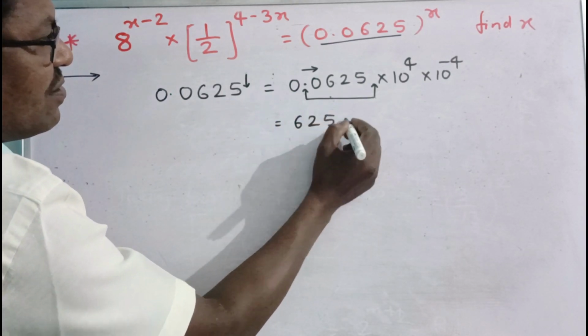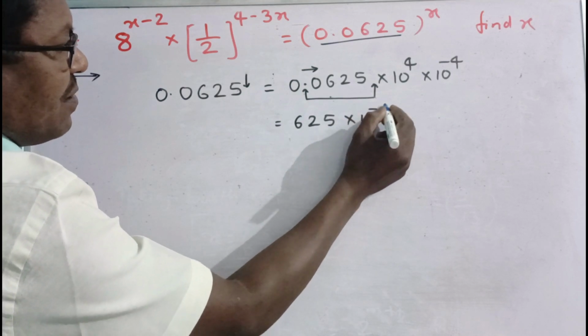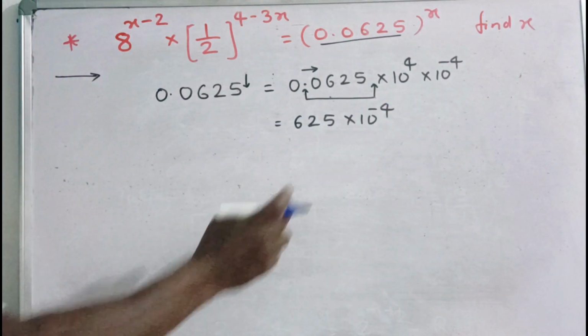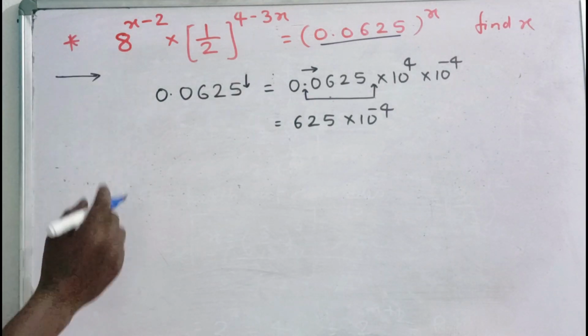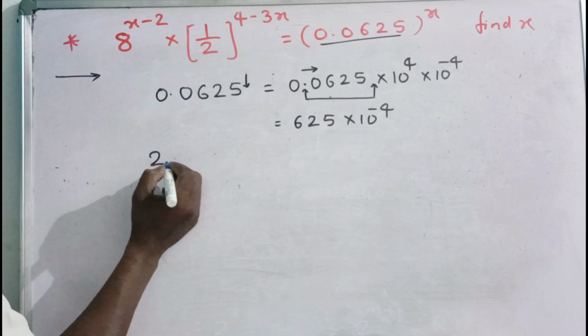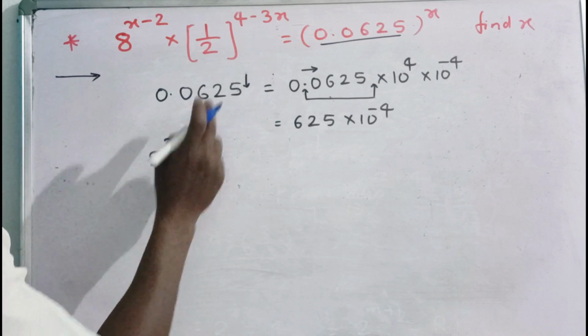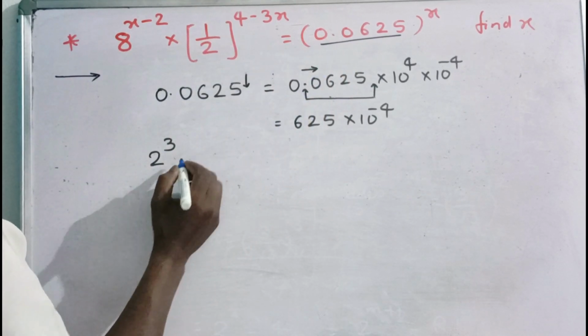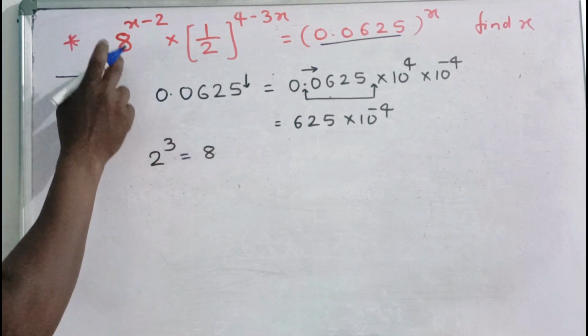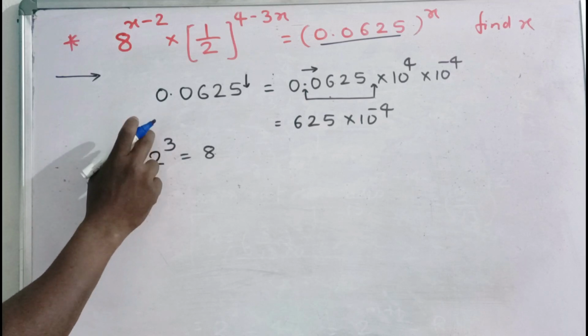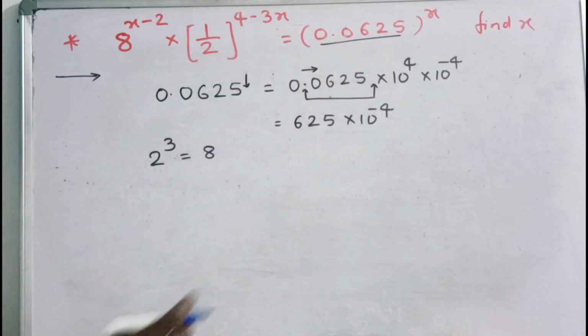625 into 10 to the power minus 4. This becomes this. Now what is 8? 2 raised to the power 3 is equal to 8. We can write here, instead of 8, 2 raised to the power 3. Again, what is 625?